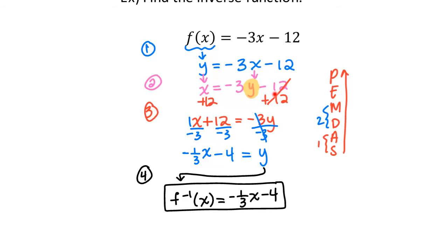So we got rid of the negative 12 by adding. And then multiplying and dividing afterwards. So divide by the negative 3. And then isolate the y. And then just switch it to f inverse at the end.